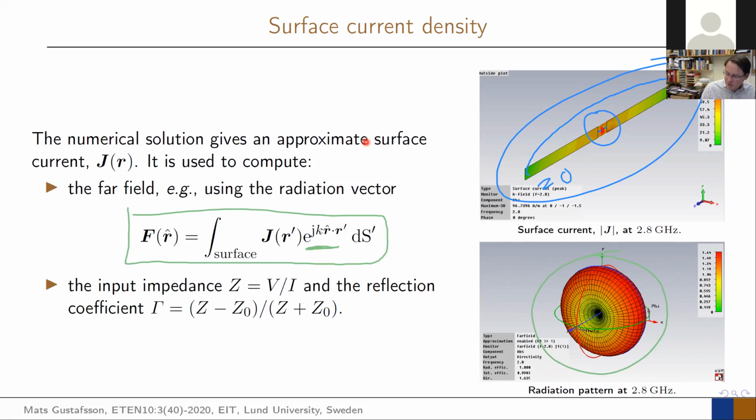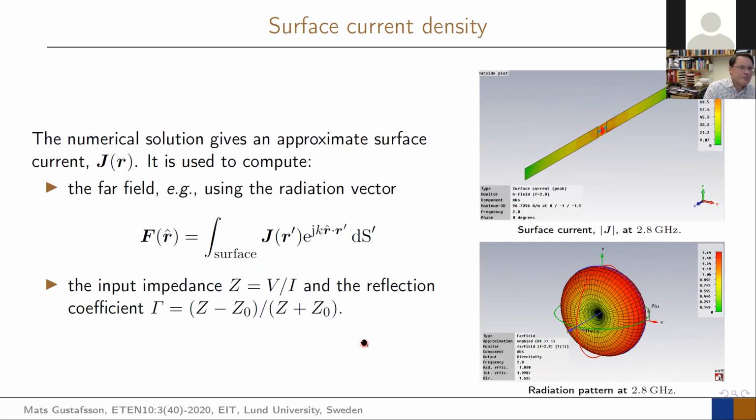And then, of course, if you have done that, you can take the quotient between that current and voltage. That's the input impedance. And then you can compute the reflection coefficient, so exactly the parameters we would want. But we have to let the computer determine the current. The current we cannot do by paper and pen when we want more advanced things in some cases.